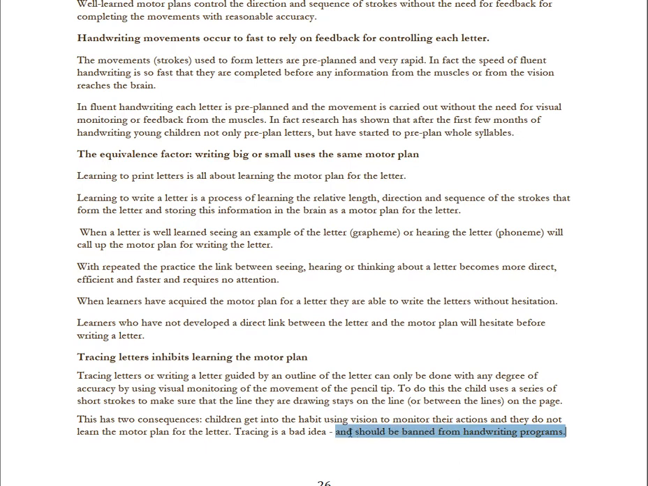Look at what your handwriting program at your school has. Does it have workbooks that require tracing? If it does, at least according to this lady and my understanding, it's not too strong to say they should be banned. I've actually taught some of those programs without the workbooks, because I've learned the strokes that they use. All right, now let's get down to the nitty-gritty.